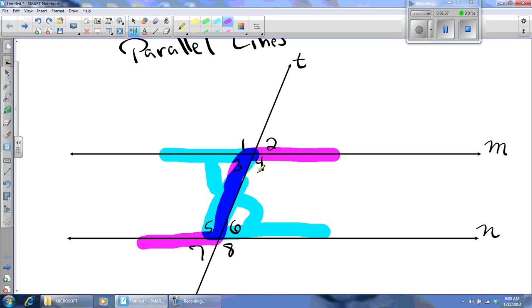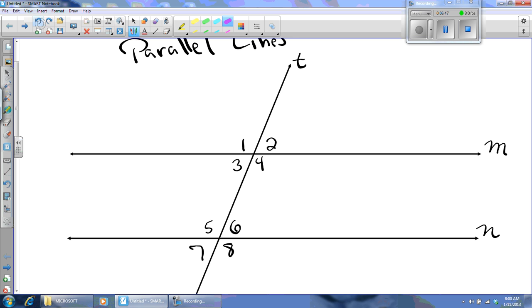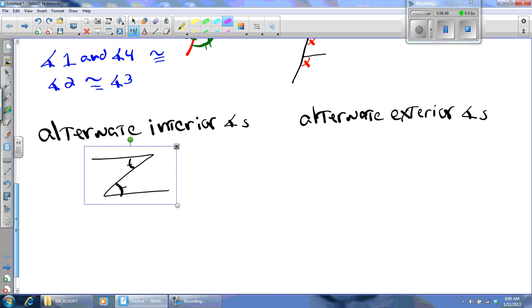Ba-doom. Angles 4 and 5 are congruent. Okay, that backward Z there. All right. Now, there's one more type. I guess I should list 3 and 6.